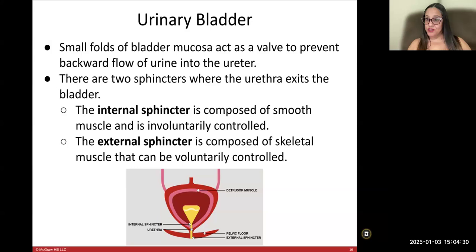It's composed of skeletal muscle, and that's the one when you really gotta go, you squeeze it to make sure you don't go until you're actually ready. And then when you are ready to go, you can consciously relax and let the urine out of your body.